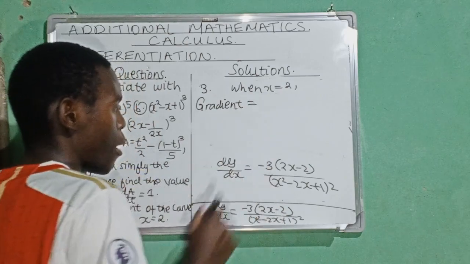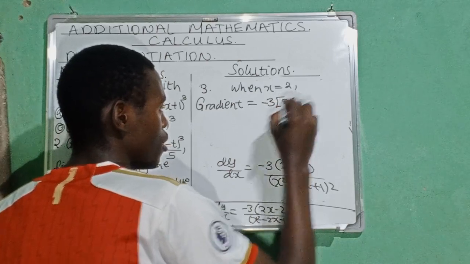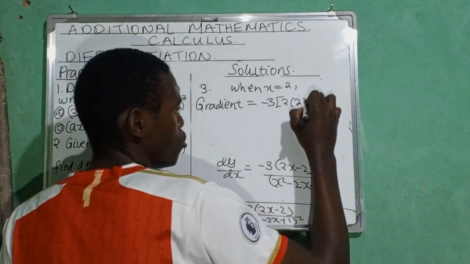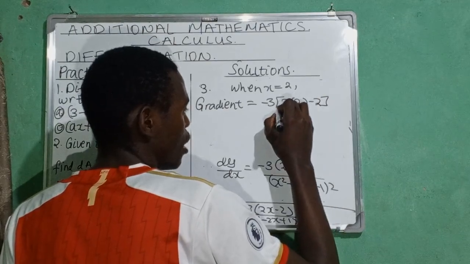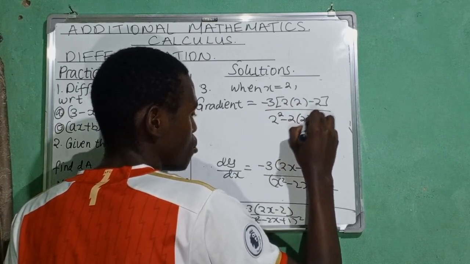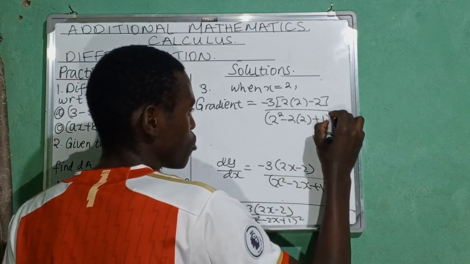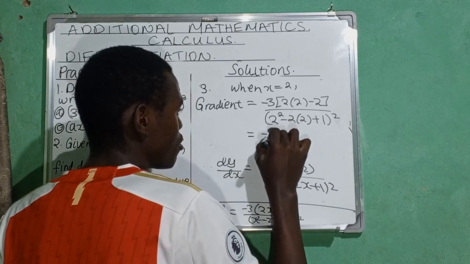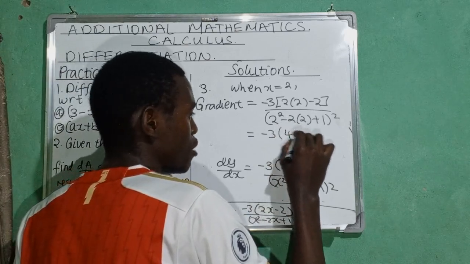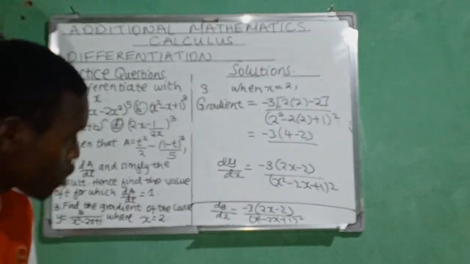is equal to minus 3, you multiply by 2. Wherever you can see x, you're going to put 2. So 2 minus 2 divided by 2 squared minus 2 multiplied by 2 plus 1, which has to be squared. This is equal to minus 3. Then if we simplify, we clean up.